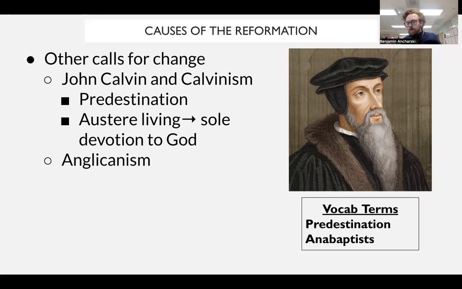Another form of Protestantism that emerges, that we'll talk about more later as it relates to political developments, is Anglicanism. Basically, what if the Catholic Church didn't have a pope, but the leader of the Anglican Church was the King of England? It's a religion that starts because King Henry VIII wanted to get a divorce. We'll talk about that more later.